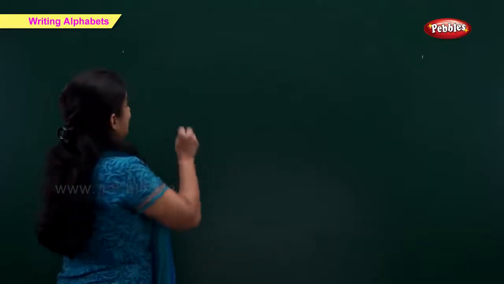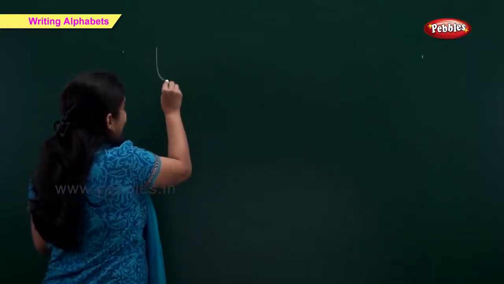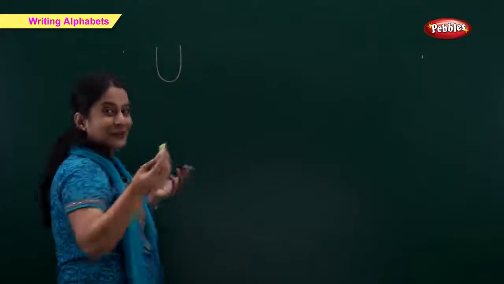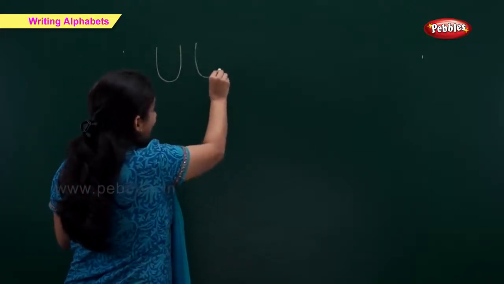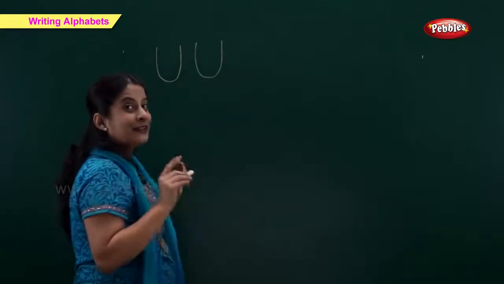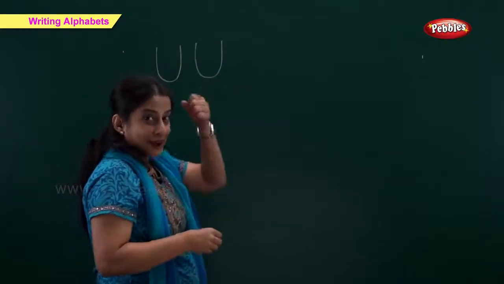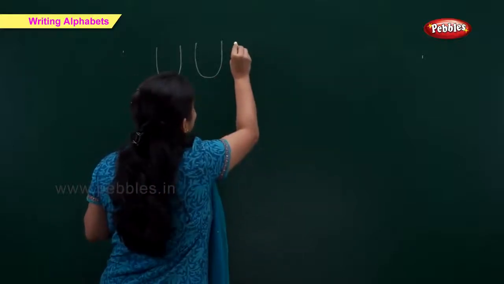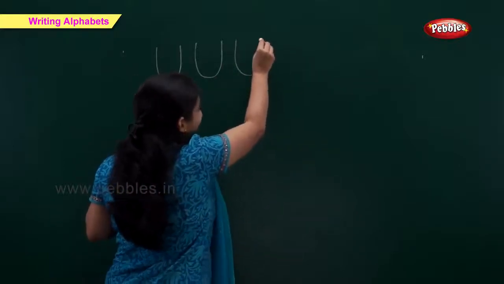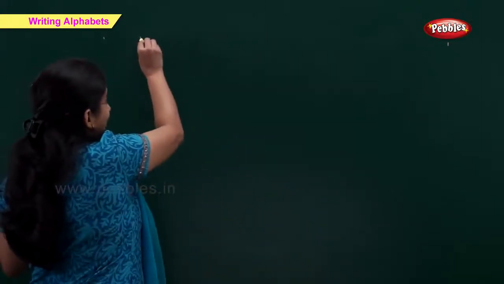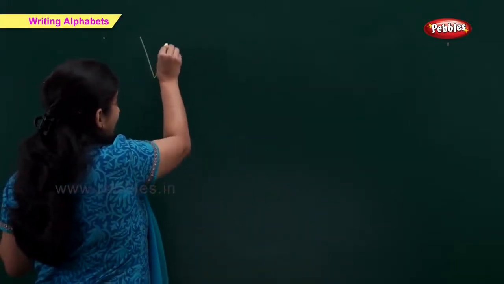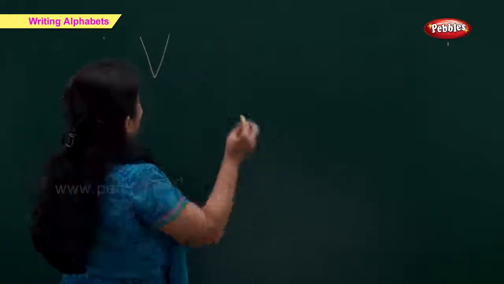See carefully. U. U stands for umbrella. And now we are writing V. A cross line, another cross line makes V.